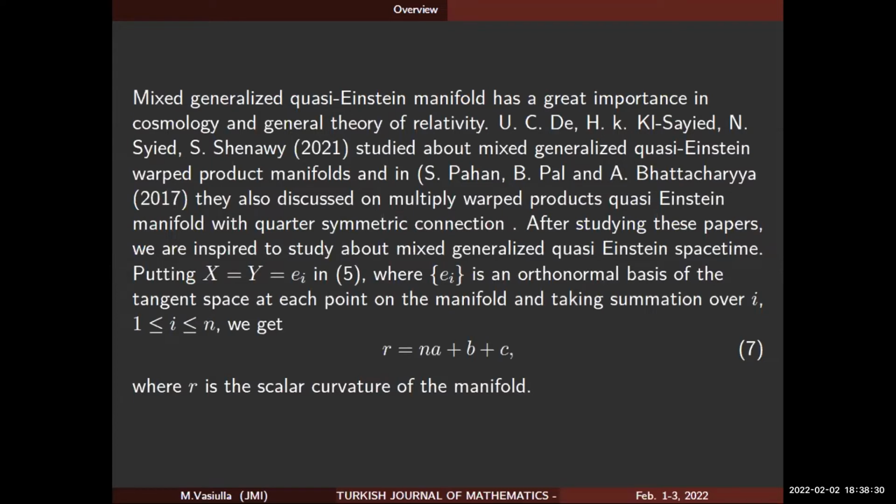After studying this paper, we investigated mixed generalized quasi-Einstein space-time. In equation number 5, putting X equal to Y equal to e_i, an orthogonal basis of the tangent space at each point on the manifold, taking summation over i, where i is between 1 and n, and contracting over equation 6, we get equation number 7, R equal to na plus b plus c, where R is the scalar curvature of the manifold.